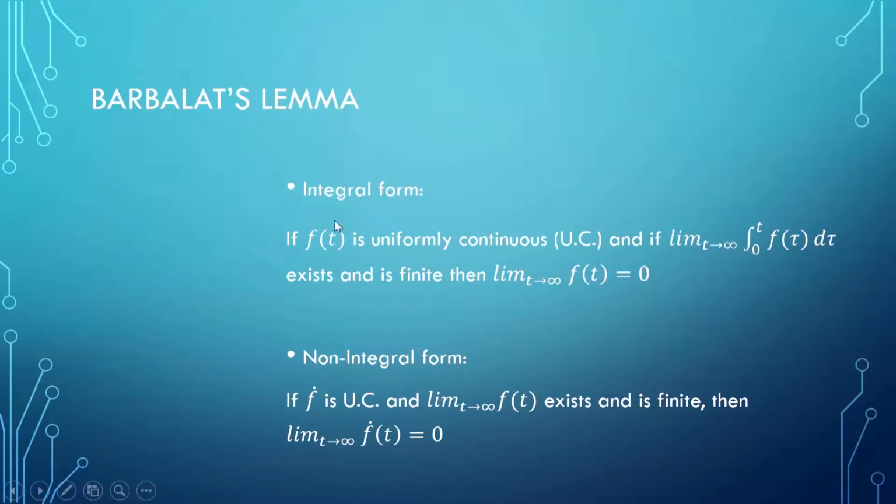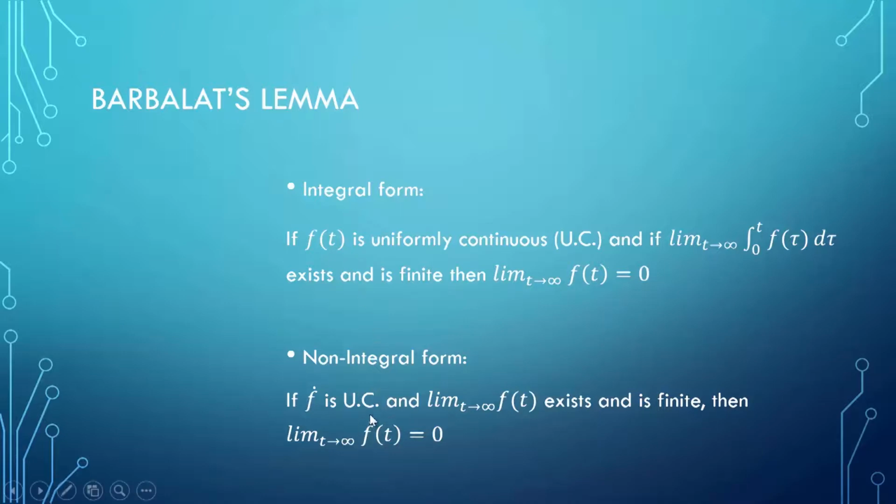Barbalat's lemma has two forms. Basically, you can use either one; both are true. If f(t) is uniformly continuous and the limit of the integral as t goes to infinity exists and is finite, then you can say f(t) will converge to 0 as t goes to infinity.